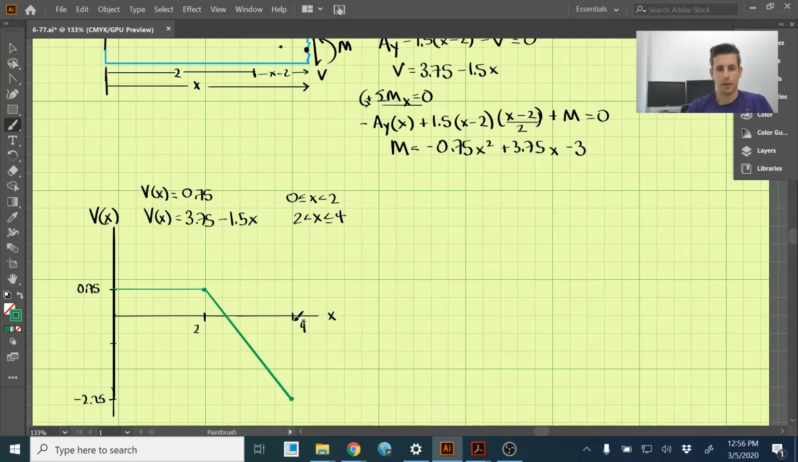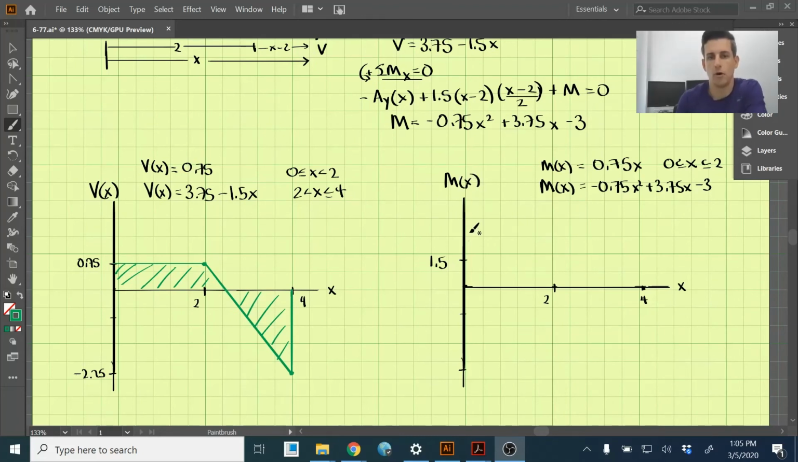And then at this point, we have an upward CY of 2.25, so that brings it back to 0. So if we fill this in, this is our shear diagram for the loading case that we have.